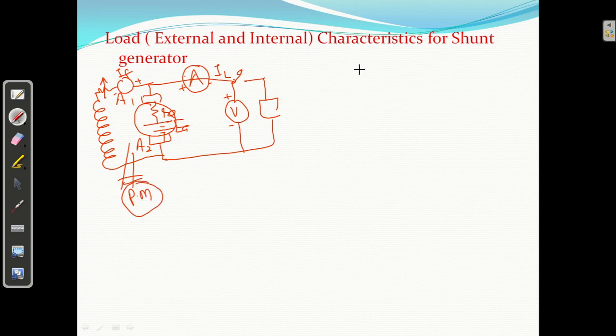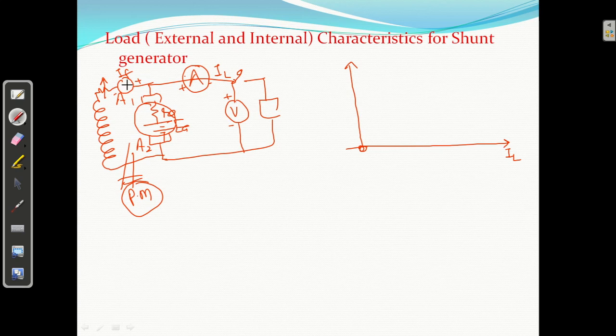First we will keep the switch open, clear? If it is open, what is the value of IL? 0, clear? Okay, IL is 0. But with the help of the rheostat, we will run the prime mover at a rated speed, that is 1500 rpm or whatever the rated speed is. And with the help of the rheostat we will adjust it.